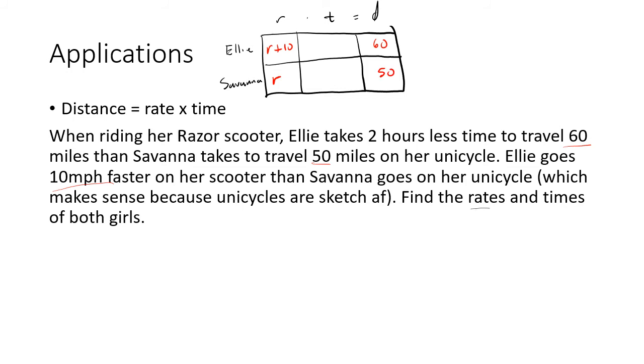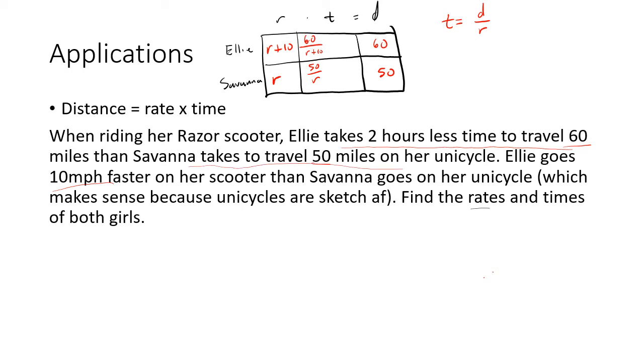Well, if rate times time equals distance, then time is equal to distance divided by rate. So the time for Savannah would be 50 divided by R, and the time for Ellie would be 60 divided by R plus 10. But we also have this other piece of information: it takes Ellie 2 hours less time to go her distance than it takes Savannah to travel hers.